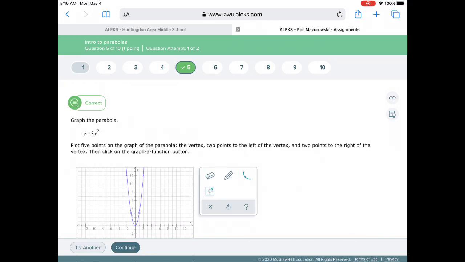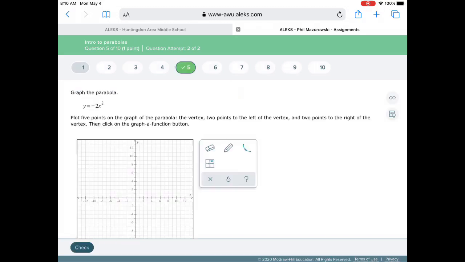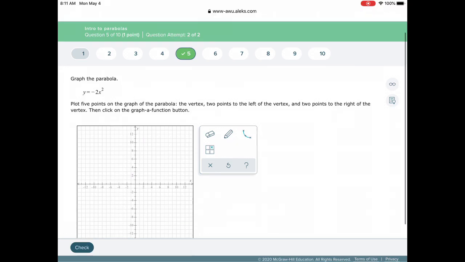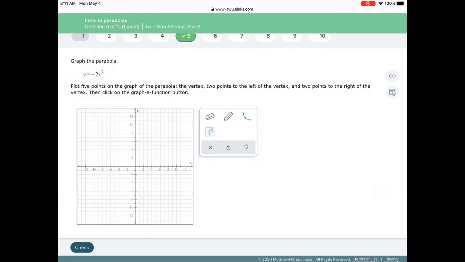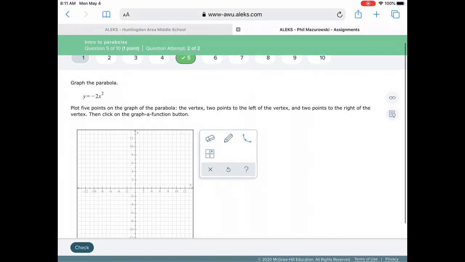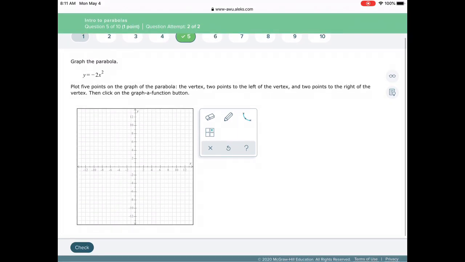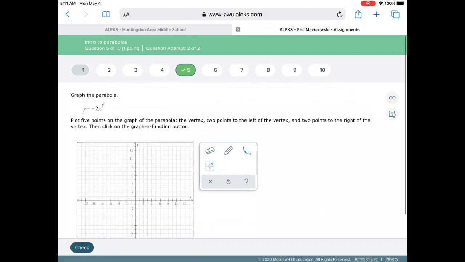I want to see if I can find one where it has a negative x value here. Here, perfect. Right on cue. All right, so this is very, very similar. You can kind of imagine, or we've talked about this before, what the negative x squared does, in this case negative 2x squared, it just flips it so it opens downward instead of upward.